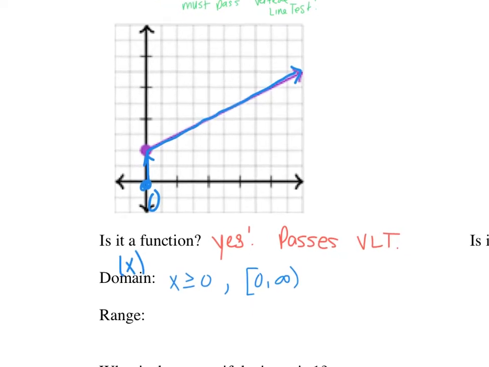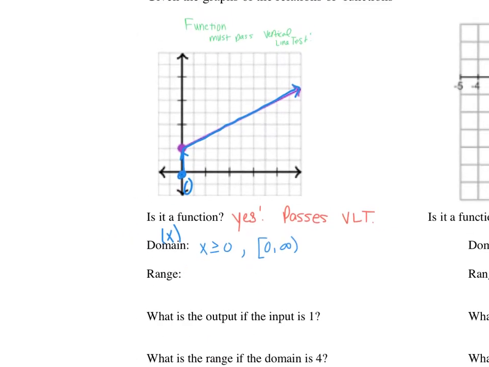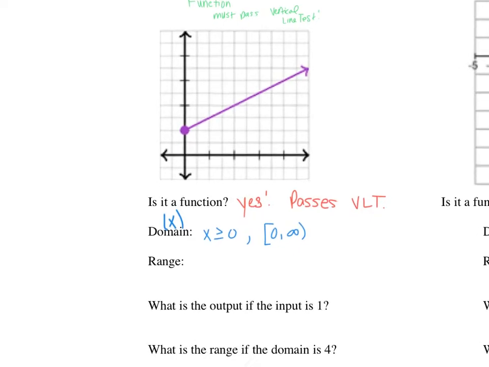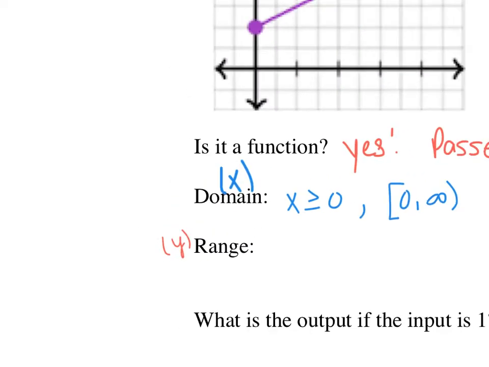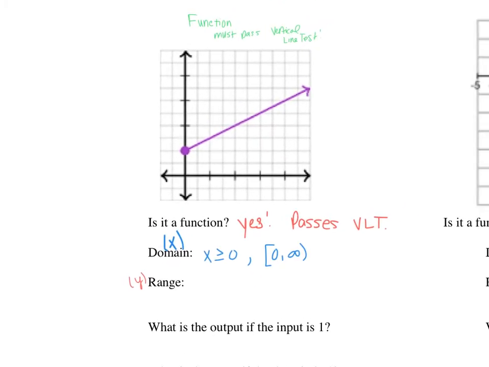Now let's do our range. I'm going to erase my blue now. Our range is our y values. I'll be doing this in red this time, sorry. Range is our y values. So I'm asking you how low and how high. So if I look, I start at 2. It's a closed circle. And I just keep on going up and up and up and up.